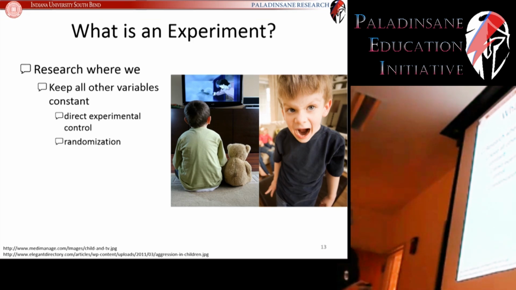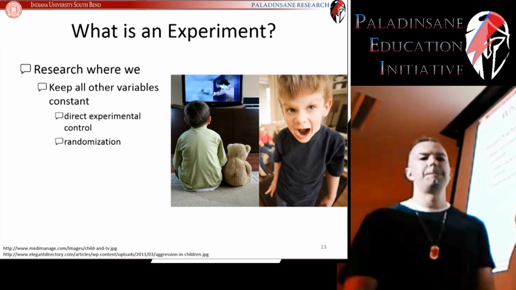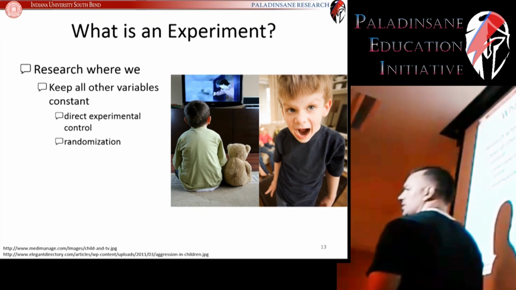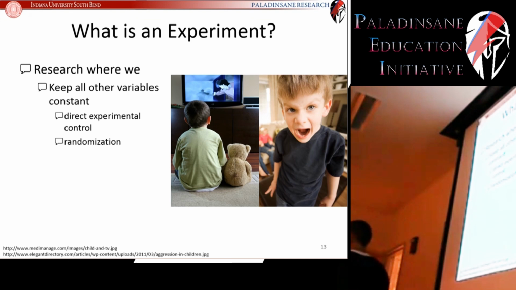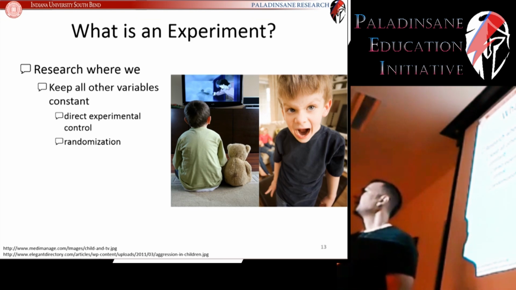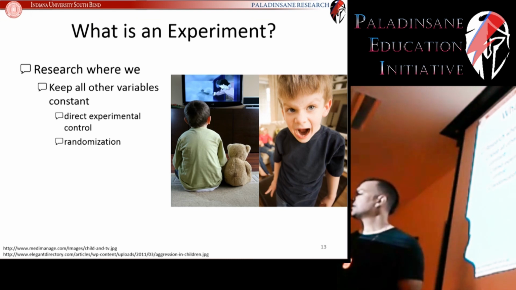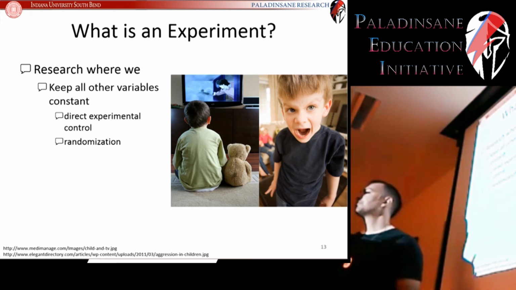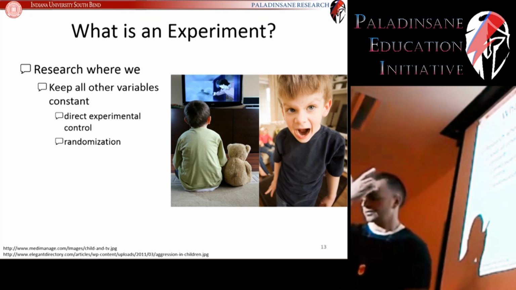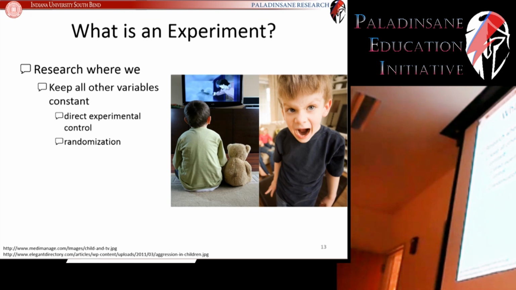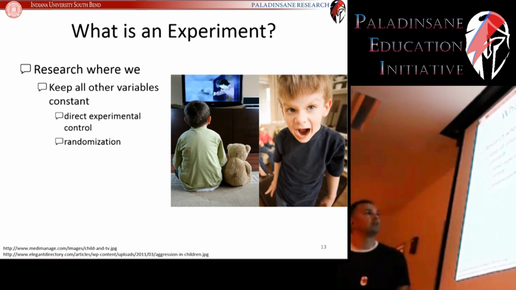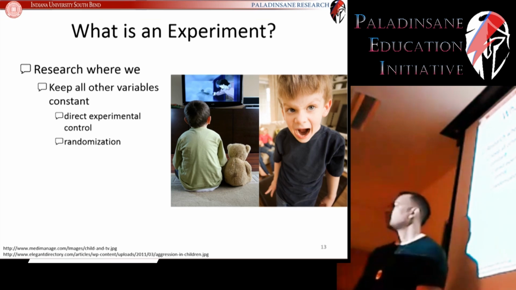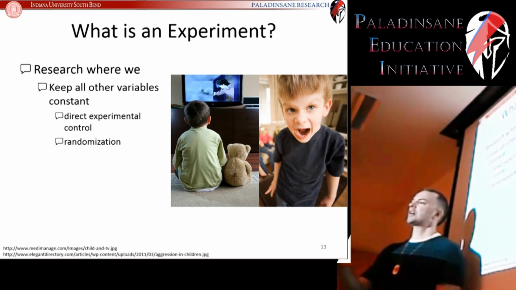And randomization is one of your best tools in order to do this. So randomization, splitting subjects up into random groups, assigning them into groups based on randomization, random numbers, for example. That is your best way to keep all other variables constant. Another way to keep all other variables constant would be this direct experimental control, where you keep those things constant.